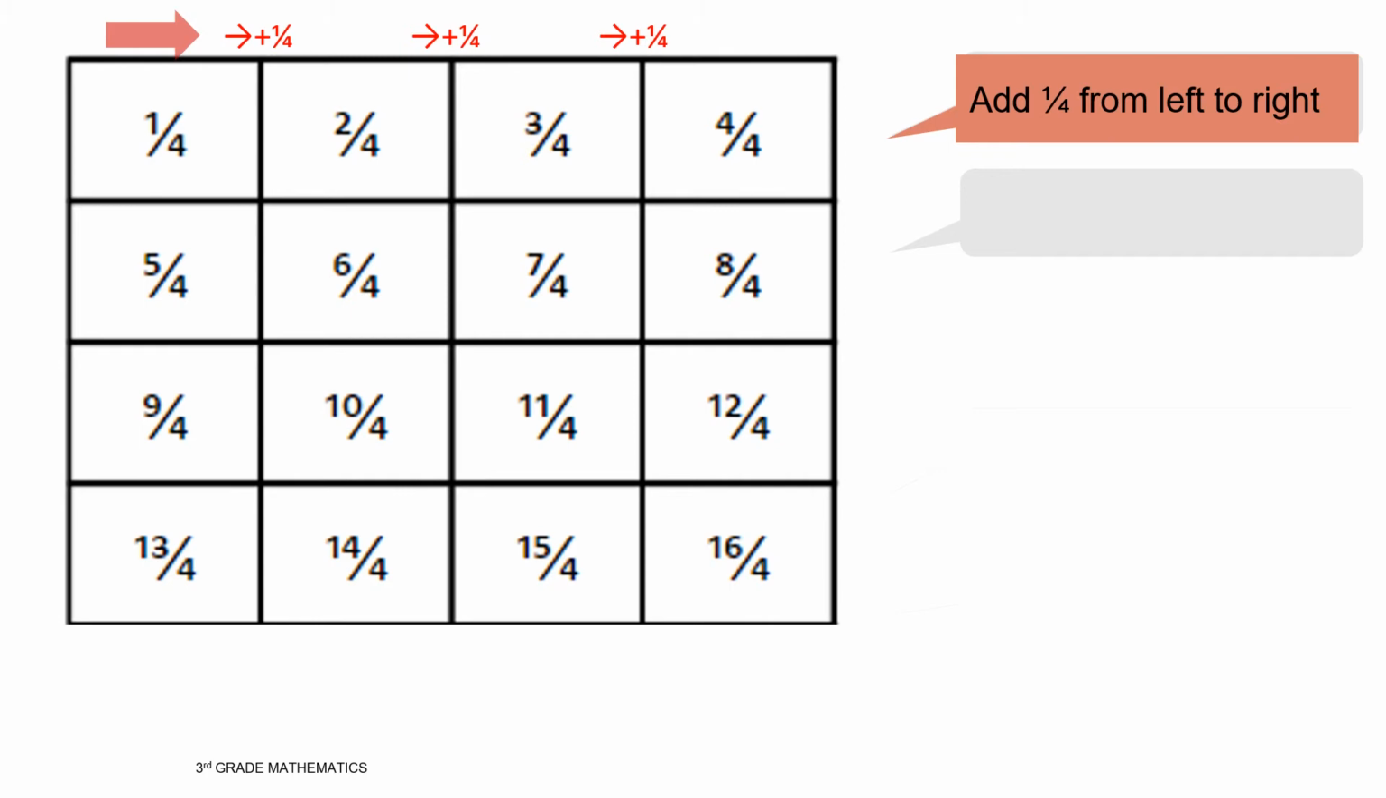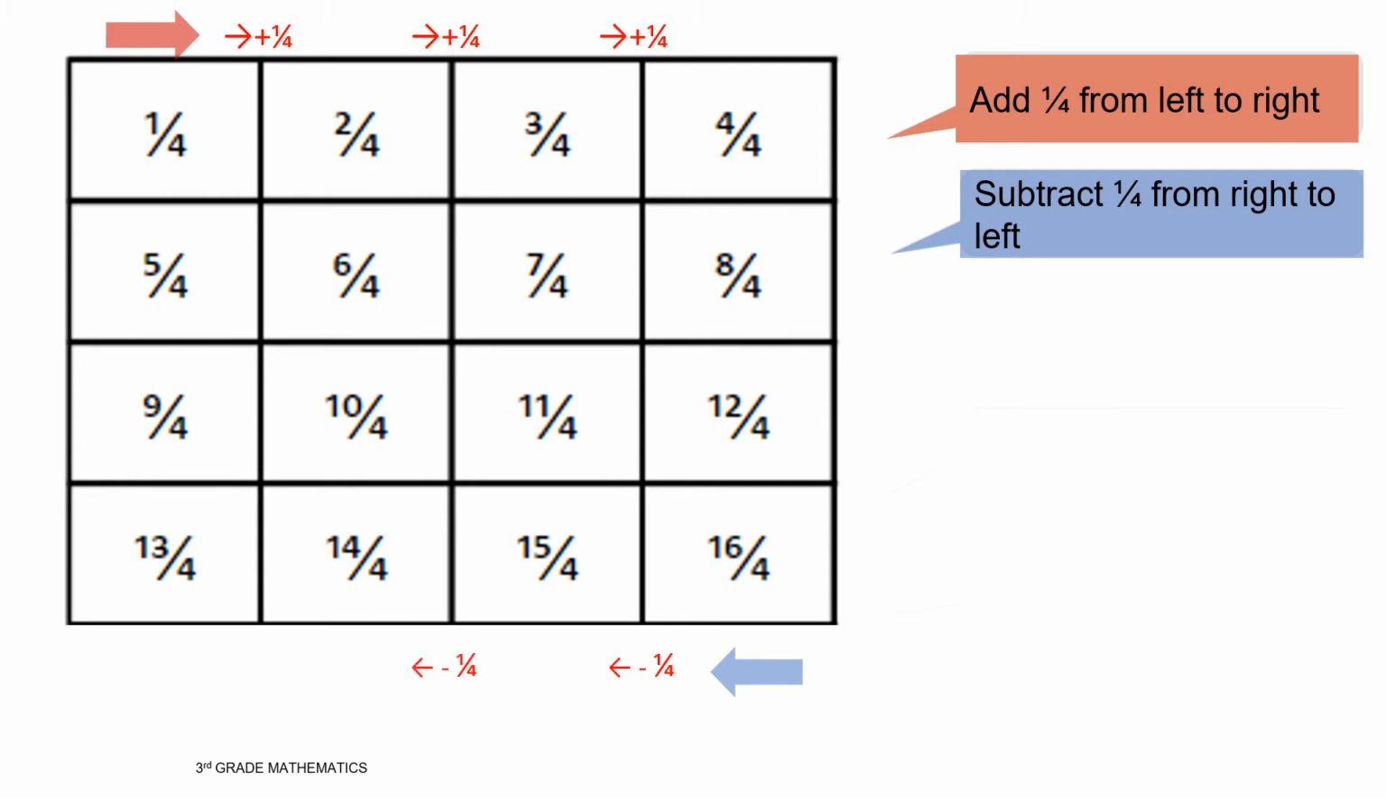If we're adding 1/4 when we go from left to right, that means we subtract 1/4 when we go from right to left. That makes sense, since addition and subtraction are the opposite of each other. Let's see if this pattern works from right to left. 16/4 minus 1/4 is 15/4. 15/4 minus 1/4 is 14/4. And 14/4 minus 1/4 is 13/4. That pattern also repeats in each row.